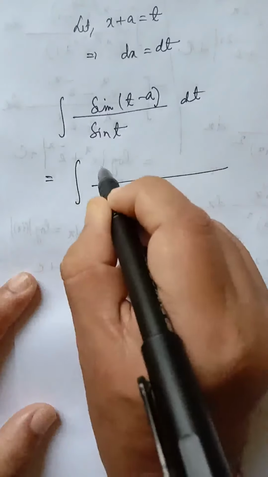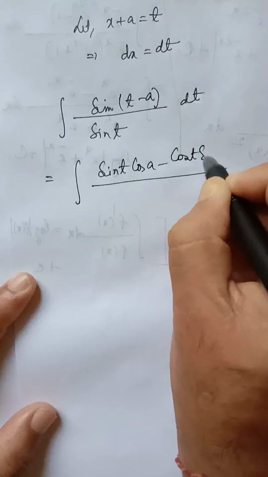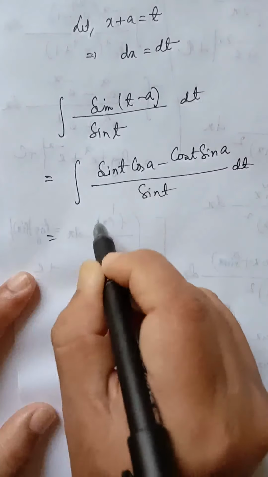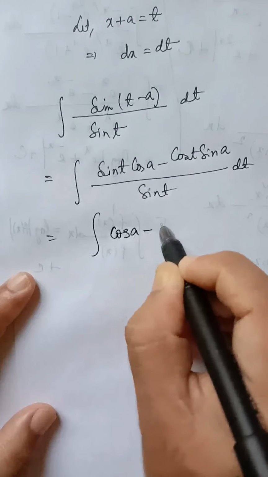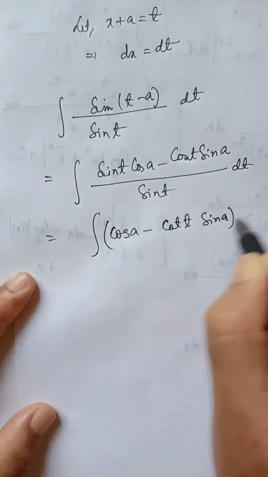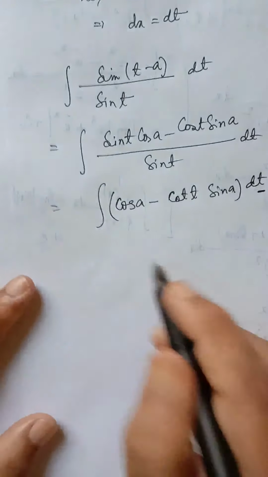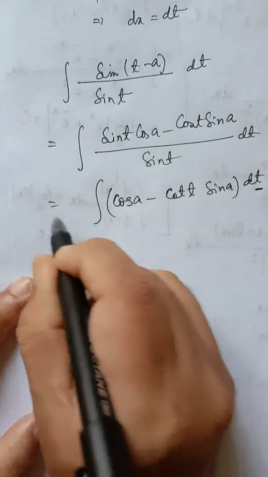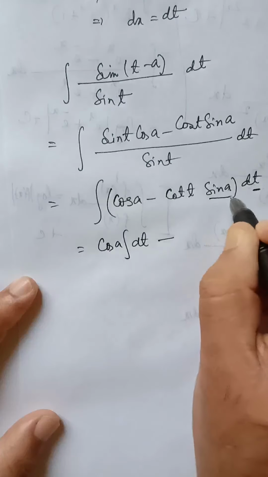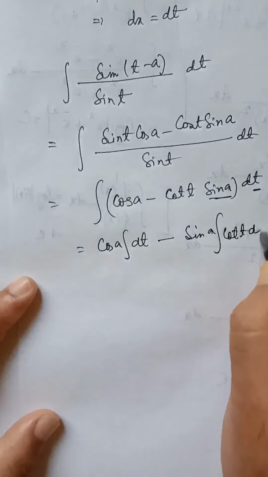Next, sin(t − a) is sin t cos a − cos t sin a, divided by sin t, dt. If we divide, it will be (cos a − cot t sin a) dt. Now here our variable is t, so a is constant, so we can take cos a out of the integration sign. It will be cos a times the integration of dt, minus, again sin a is constant, sin a times the integration of cot t dt.